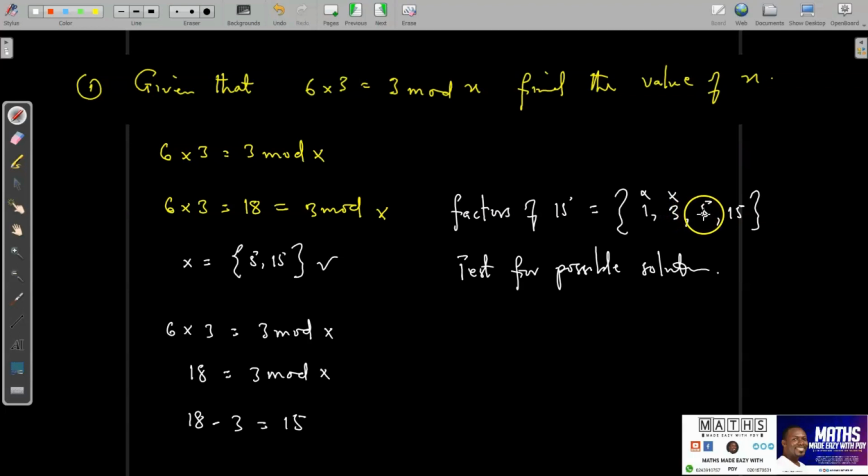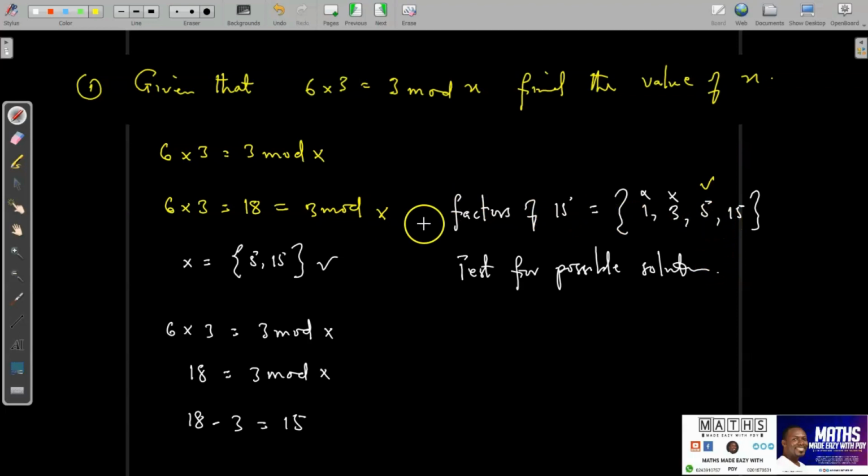You have it as 3, right? Yes. And there's a remainder of what? 3. So it means 5 is a possible solution.